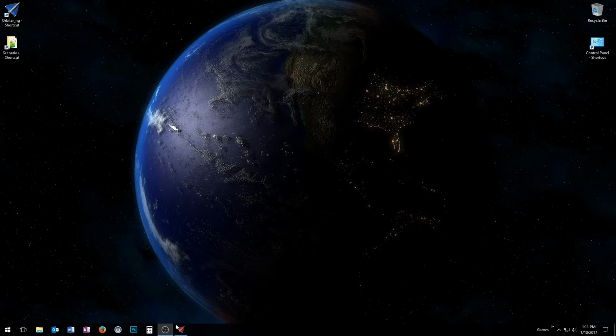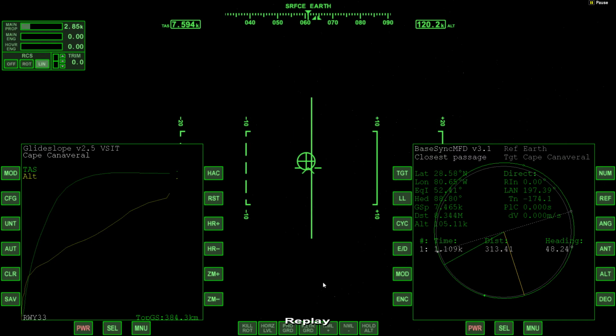Alright, so with that said, let's go ahead and jump into Orbiter. I already have it running here. And you may notice across the bottom it says replay. Now, what I've done is I've used Orbiter's record and playback feature to actually record my reentry and landing so that I can play that back. And I can better explain what's going on by doing it this way.